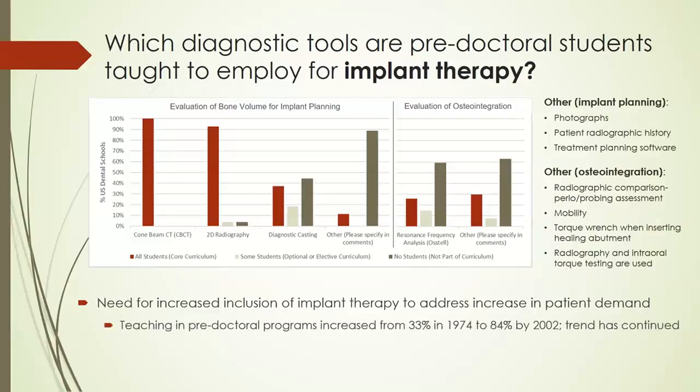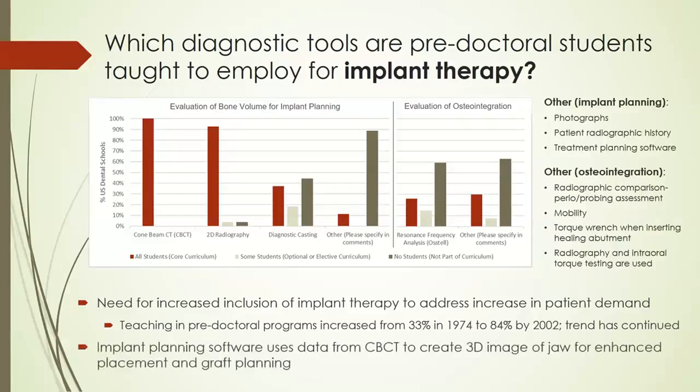Dental schools reported including implant therapy in their curricula in 1974, but this increased to 84% by 2002, and our data suggests that all schools now teach it. Current recommendations advise schools not only to include implant therapy in their curricula, but to specifically incorporate the use of 3D virtual planning, which uses data from CBCT to create 3D images of the jaw, and surgical guide software instead of more traditional techniques to better inform the dentist regarding optimal implant placement and the necessity of a bone graft.